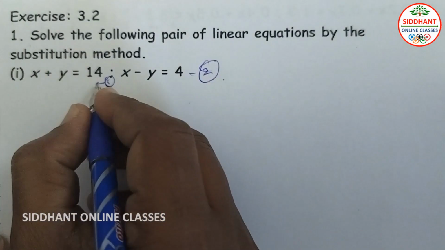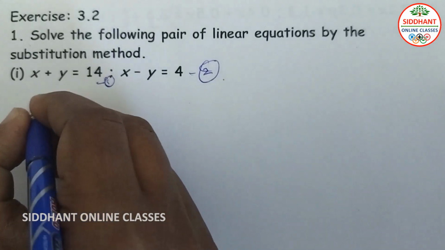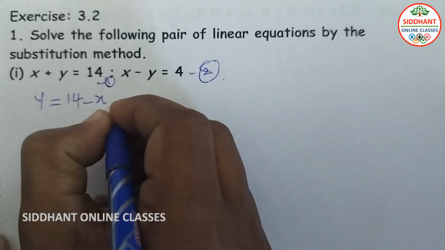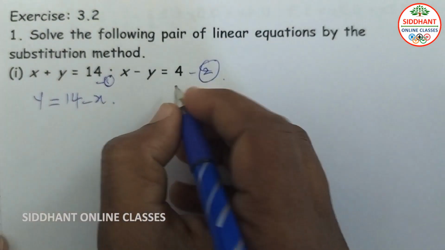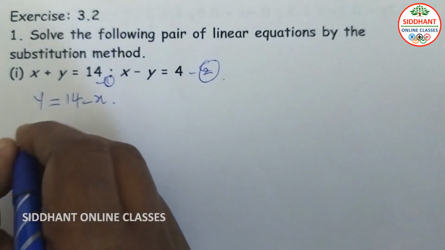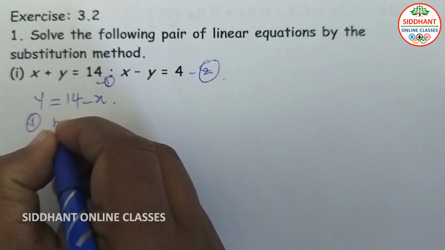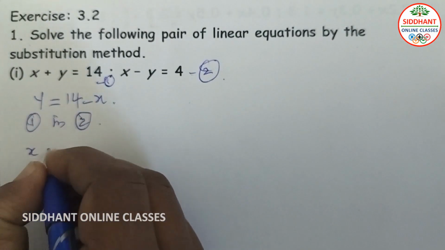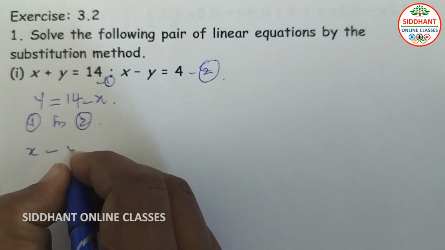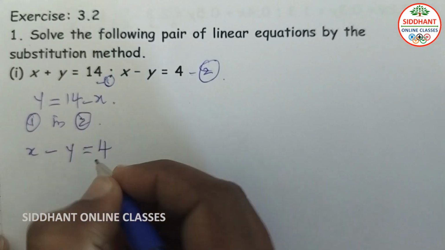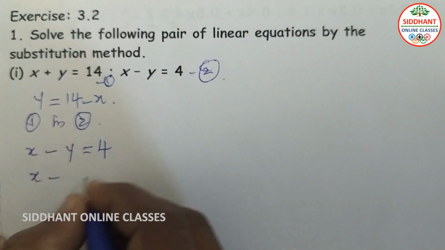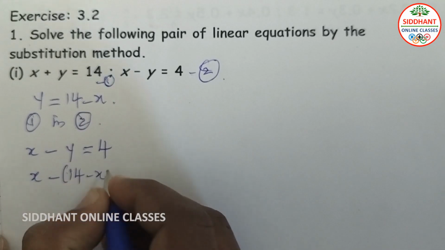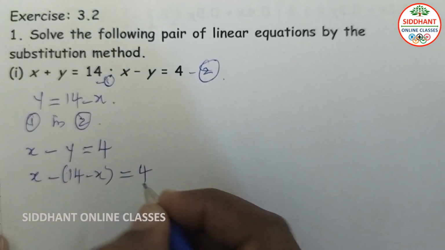Now here in the first equation, x plus y equal to 14, then y equal to 14 minus x. Now substituting equation 1 in equation 2, we get x minus y equal to 4. So we know y is 14 minus x. That means x minus (14 minus x) equal to 4.